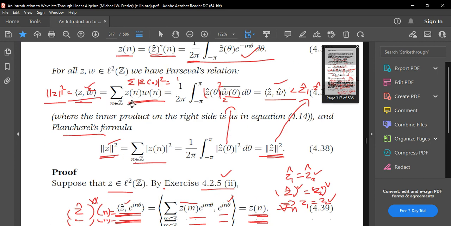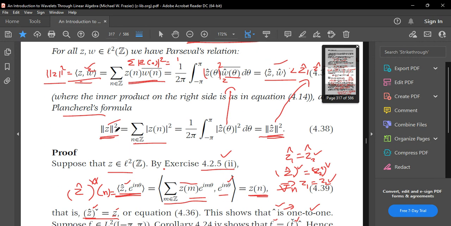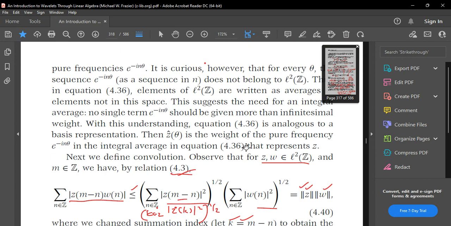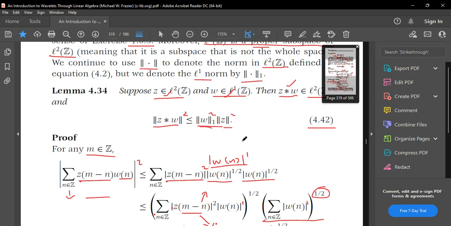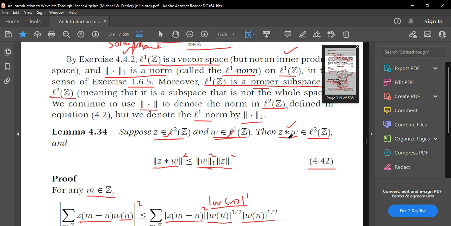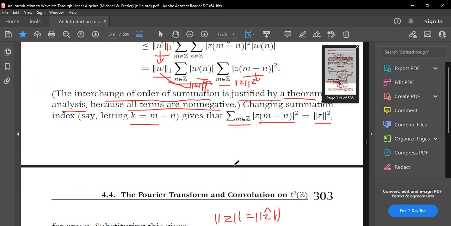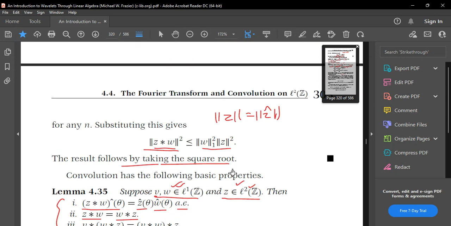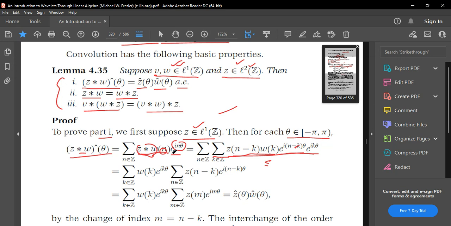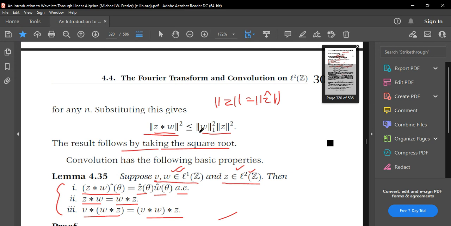For Z belongs to L2 of Z, we have norm Z is the same as norm Z cap. So here we have this Z star W. For Z belongs to L2 of Z and W belongs to L1 of Z, we have Z star W belongs to L2 of Z. The norm of Z star W will be equal to the norm of the cap of Z star W, which will be less than or equal to norm 1 of W times norm Z squared. That will be a finite answer because W belongs to L1 and Z belongs to L2.